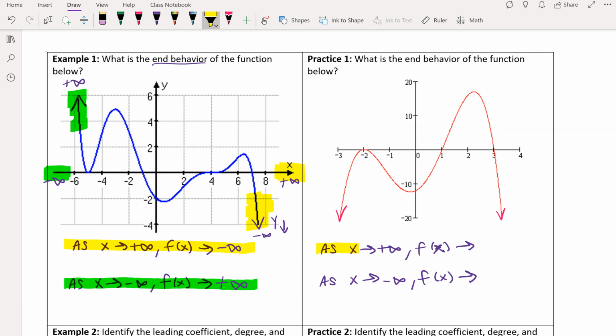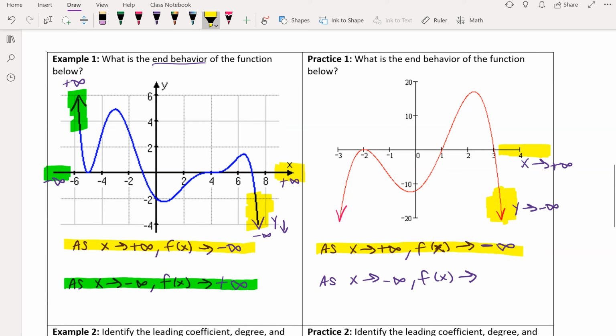Okay, as x goes to positive infinity, f of x goes to... x is positive infinity on this side of the graph, so we need to look at the arrow on the right-hand side of the graph. It is pointing down, so y is going to negative infinity. That means we're going to put negative infinity here because f of x is the same as y.